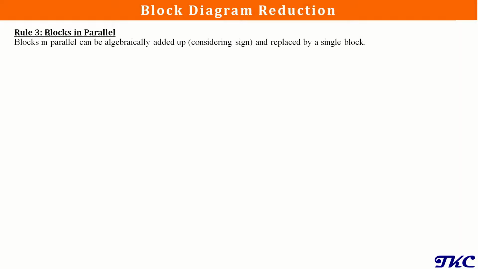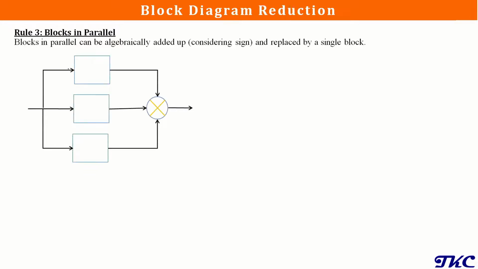Next is rule number 3, blocks in parallel. When we have a number of blocks in parallel, we can replace them by a single block, and that single block will have an equivalent transfer function. To get that equivalent transfer function, we need to algebraically add the transfer functions of all the blocks in parallel.